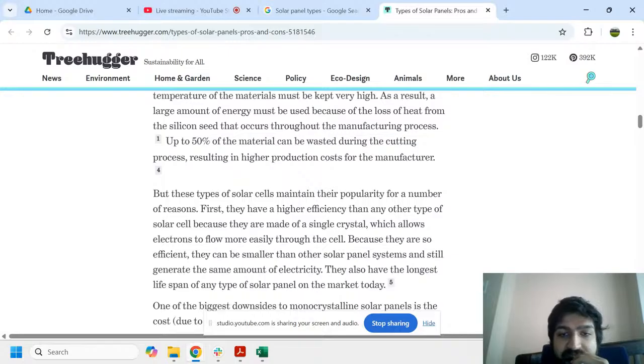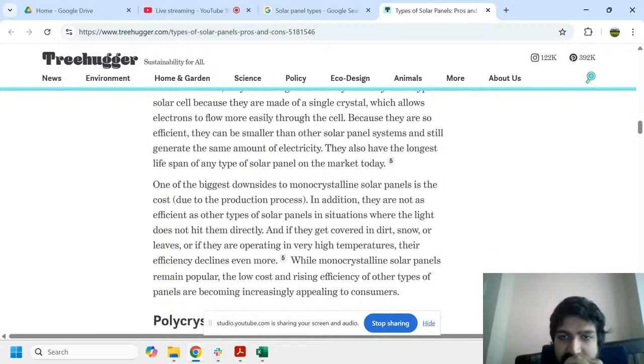They have higher efficiency, so they produce more electricity than others, and they have the longest lifespan. The biggest drawback is the cost. That is due to the cost of the production process. When light does not hit them directly, they are not as efficient as the other panels. That's the disadvantage.